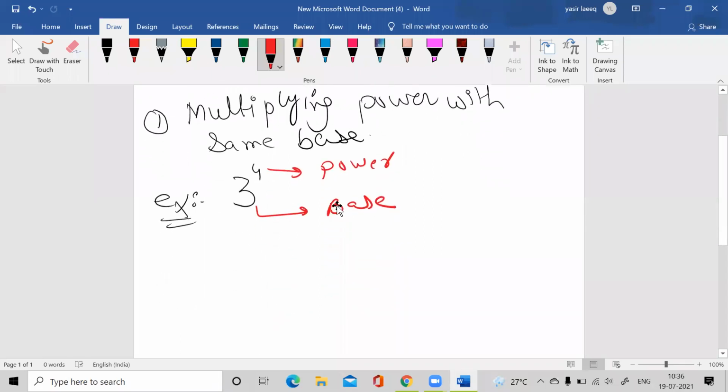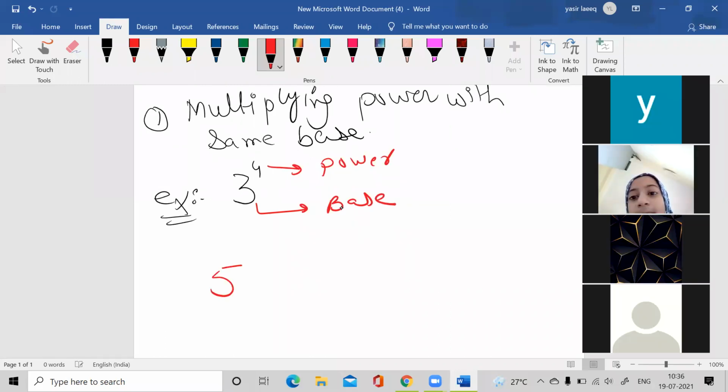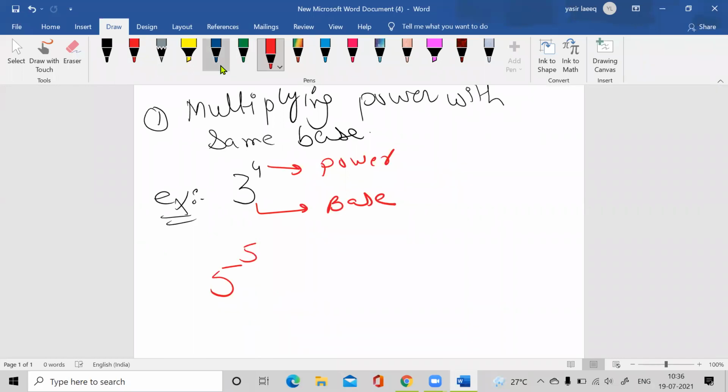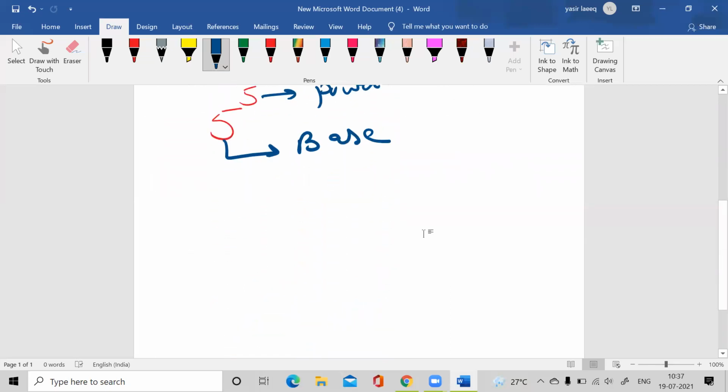So is it clear to you? Take another number, 5 raised to the power 5. Here also you can see this is your power and this is your base. Now, according to the first law of exponent, that is multiplying power with the same base, it says that if two numbers are there, for example, you have 3 raised to the power 4 multiplied by 3 raised to the power 5.